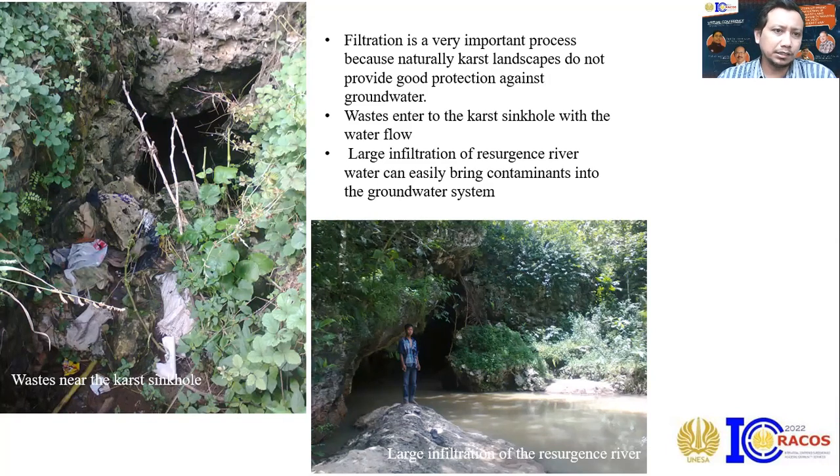The left side is a picture of a karst sinkhole. There is a sinkhole in karst Gunung Sewu. And the bottom is a large infiltration of a resurgent river. This is the Kremeng river in the Ponjong area.